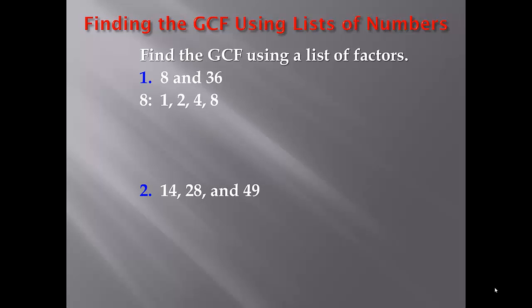So the factors for 8 would be 1, 2, 4, and 8. We get this because 1 times 8 is 8, and 2 times 4 is also 8. There are no other numbers that we can multiply together to get 8.